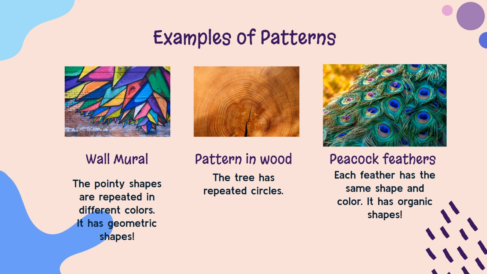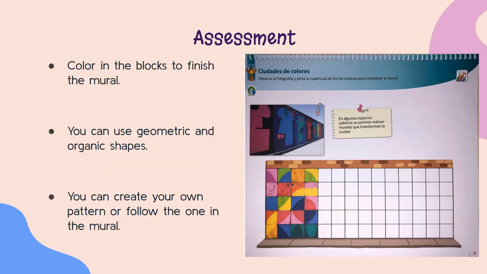And here's another example, the peacock feathers. So each feather has the same shape and color. It has organic shapes. So if you look at the feather, I'd say it's like a wobbly circle, and it's the same color. So this feather has the same color as this feather, as this feather. So all the feathers have the same shape, the same color, and it's one shape next to another shape, one shape next to another one. So the shapes are repeated. It's the same shape that is repeated again and again. So again, these are examples of patterns.